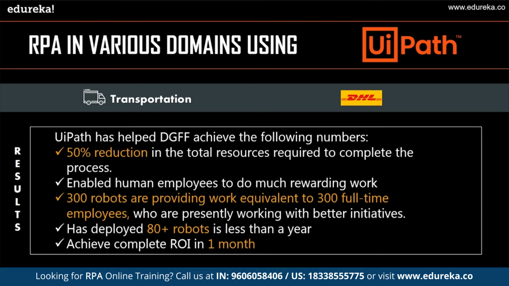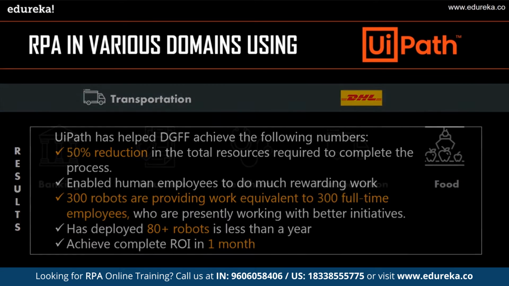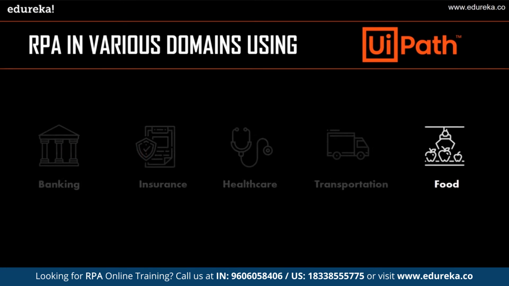Around 300 robots are providing work equivalent to 300 full-time employees who are presently working on better initiatives, and the company has deployed more than 80 robots in less than a year. This initiative picked up by DGFF has helped it achieve complete ROI in 1 month. So that's how, guys, RPA is used in the transportation industry. Now let's move on with the final domain in the UiPath section, that is RPA in the food industry.